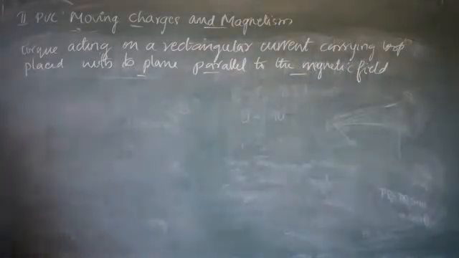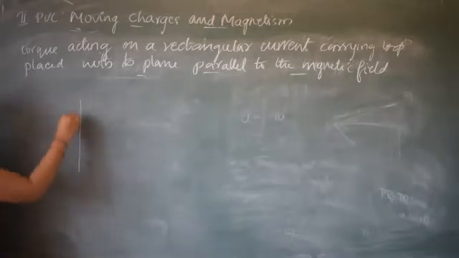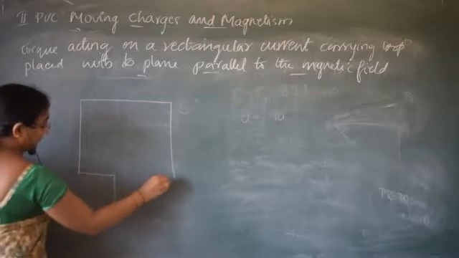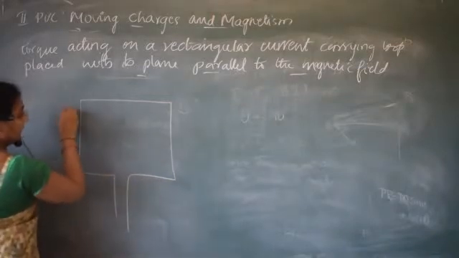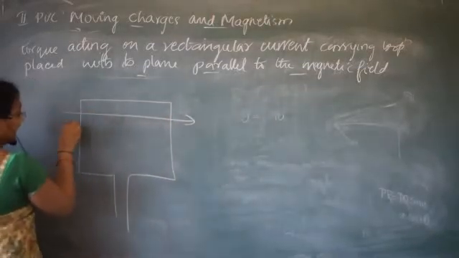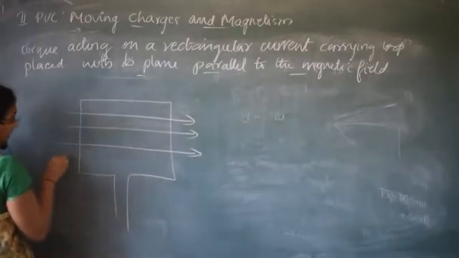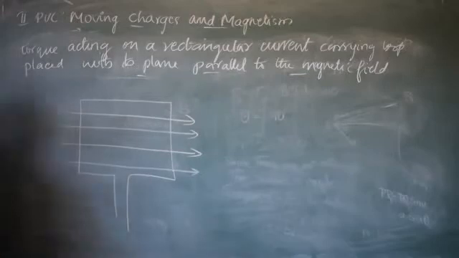Plane, we are keeping it parallel to the magnetic field. Let me consider a rectangular coil. Now we are placing it parallel to the magnetic field. This is now the plane parallel to the magnetic field, correct? That time we did not place it in parallel.